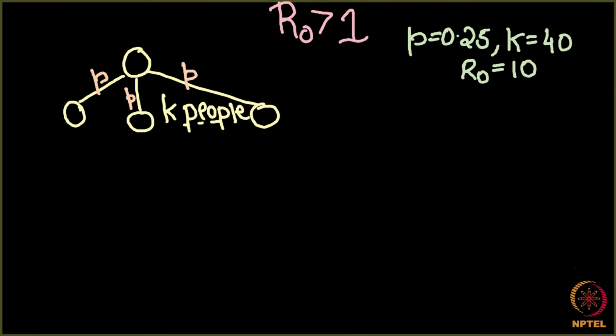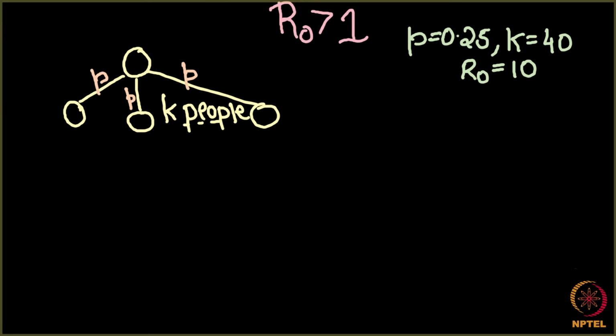So you see what will happen here. This node here will infect 10 people, and then those 10 people will infect almost some 100 people, and those 100 will infect some 1000 people. So you see how this disease is going to become an epidemic. So in this case, when your R0 is greater than 1, your disease becomes an epidemic.